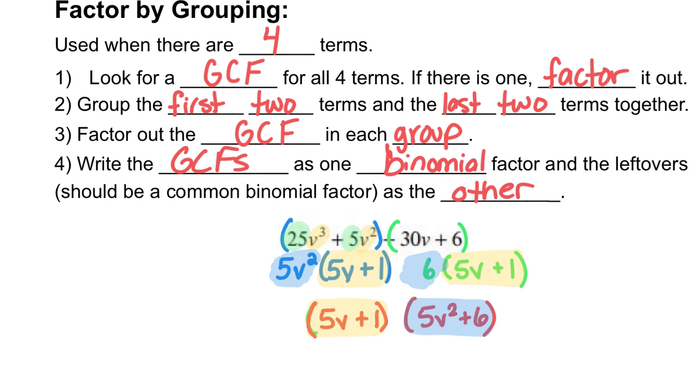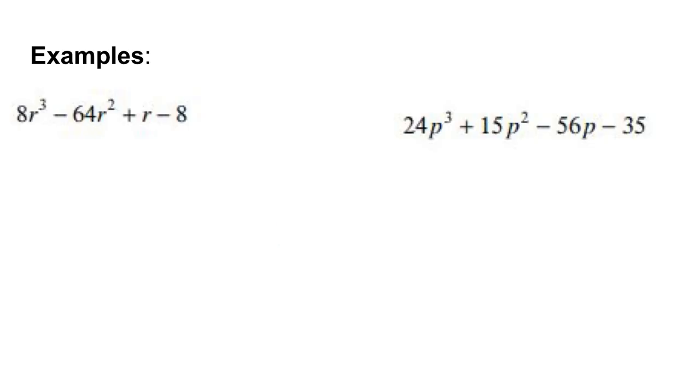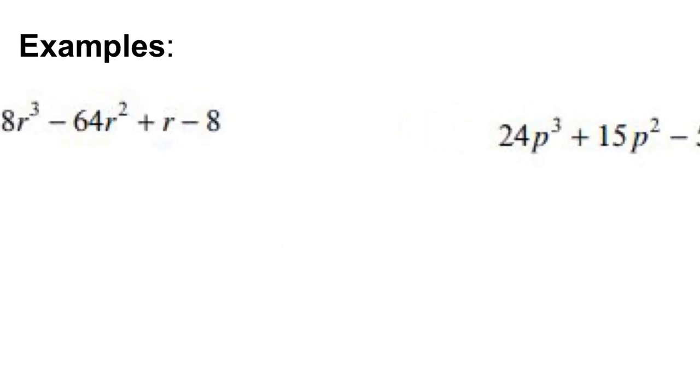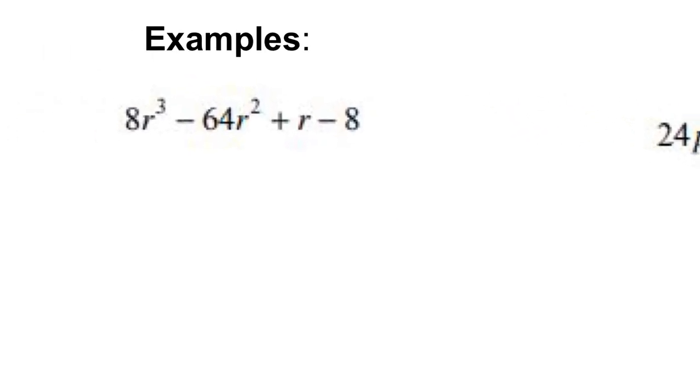All right, let's do some examples of this, and I have a bunch of them. So we're going to do like 6 together and let y'all try a couple. Okay, so in this one, 8r to the third minus 64r squared plus r minus 8.